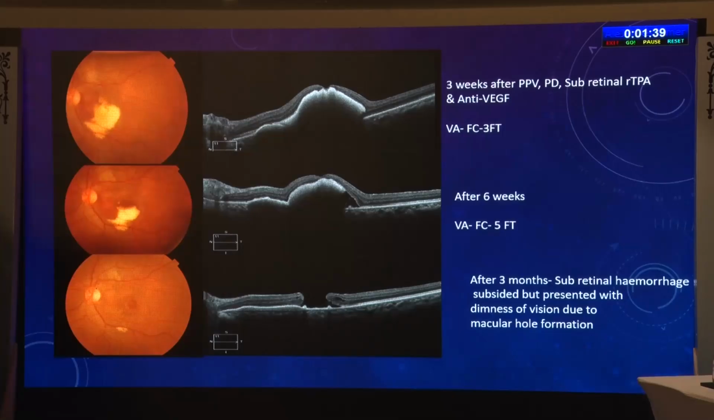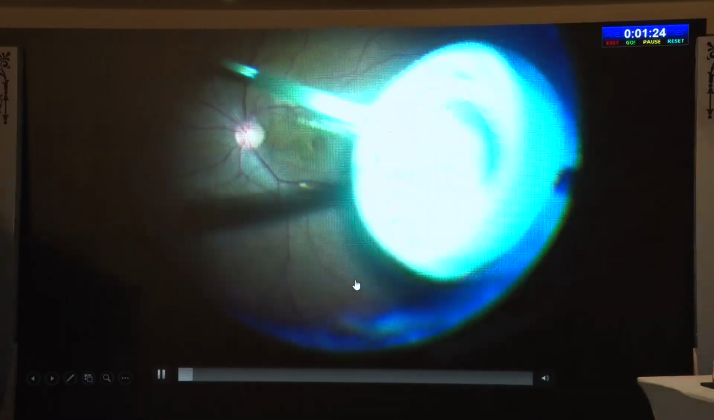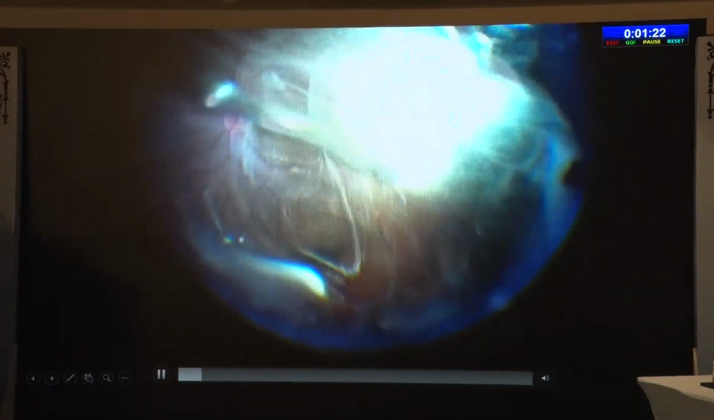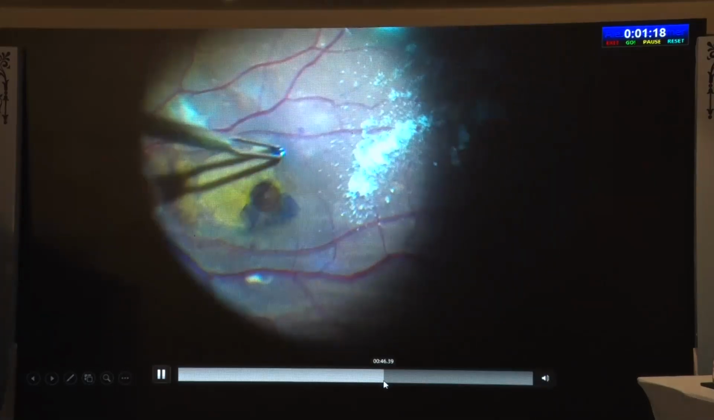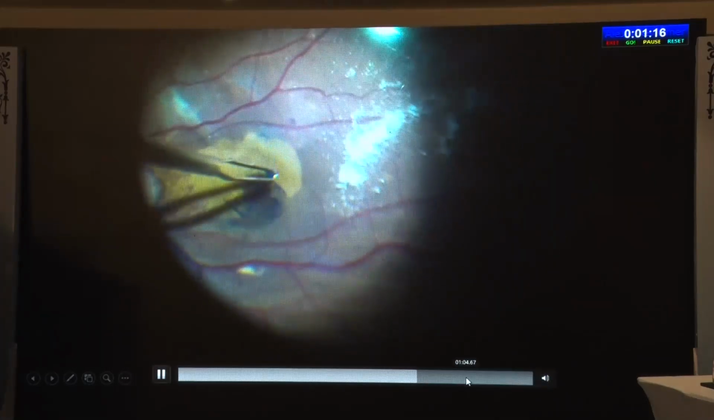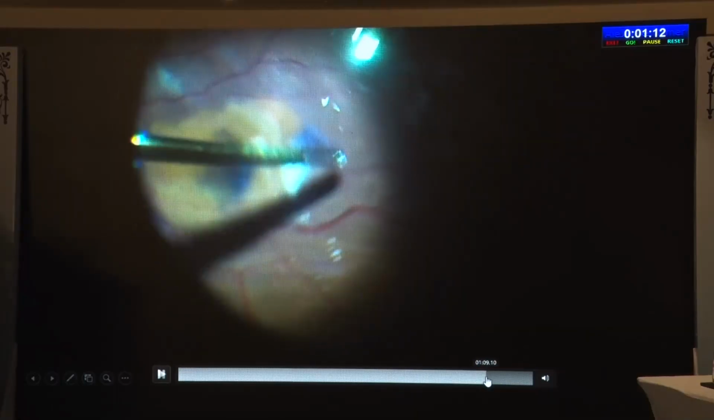In fact, with time, there was improvement to finger counting 5 feet, but after 3 months, when the blood had totally resolved, there was a macular hole formation, as expected, and it happens when we are injecting this rTPA too close to the macula. So we did a macular hole surgery for this patient, and obviously it was a large hole, so we did an inverted ILM peel technique.